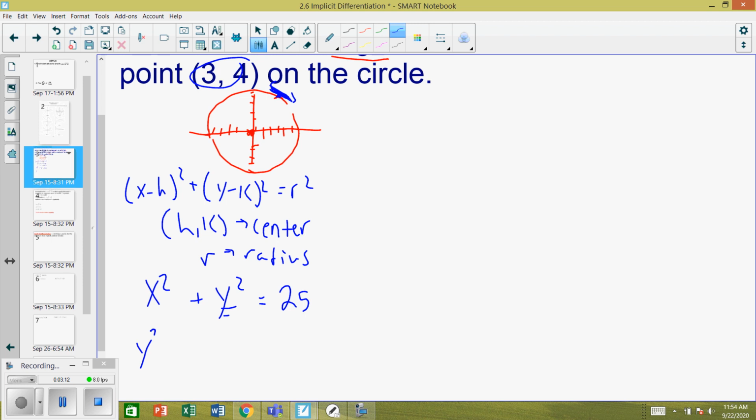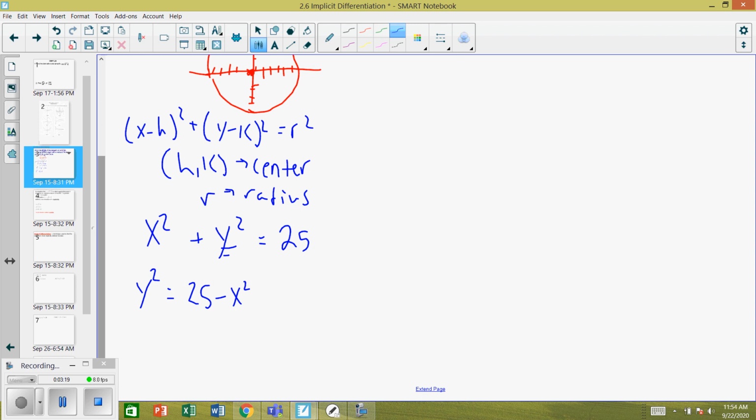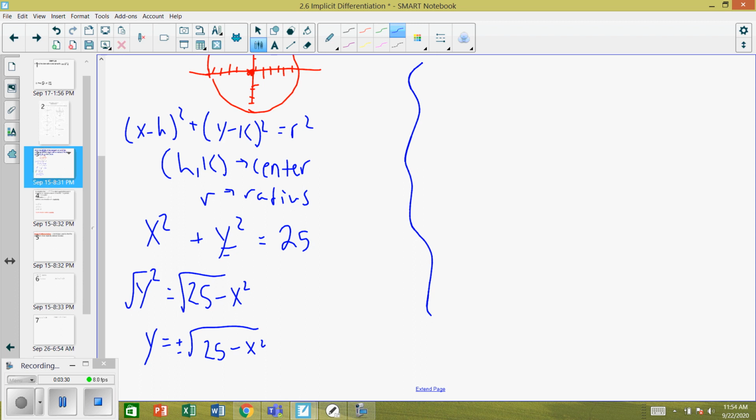We get y squared equals 25 minus x squared. And then if I take the square root of both sides, I get y equals plus or minus the square root of 25 minus x squared. Now I want you to leave some space to the right because we're going to come back to this problem. Now we got y equals plus or minus the square root of 25 minus x squared. So how do you take the derivative of a plus or minus? See, that's the issue that we run into.